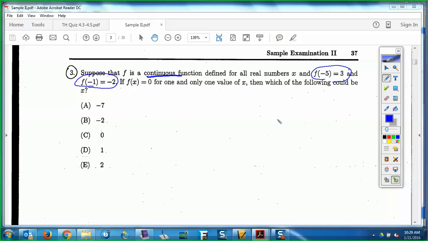Plot it. Yeah, I would definitely say plot it. So here's the f graph. That means at -5, you get a value of 3, and at -1, you get a value of -2. Now it said if f is equal to 0. Now what's that mean, f equal to 0?